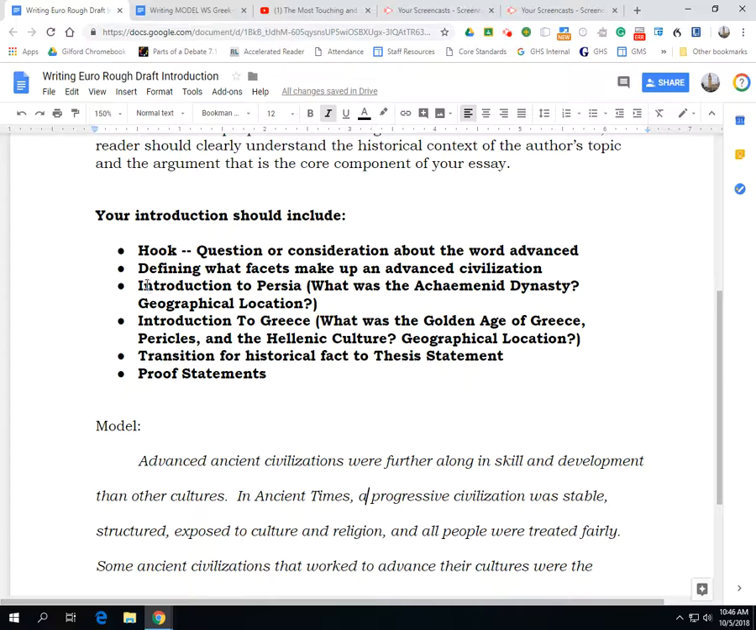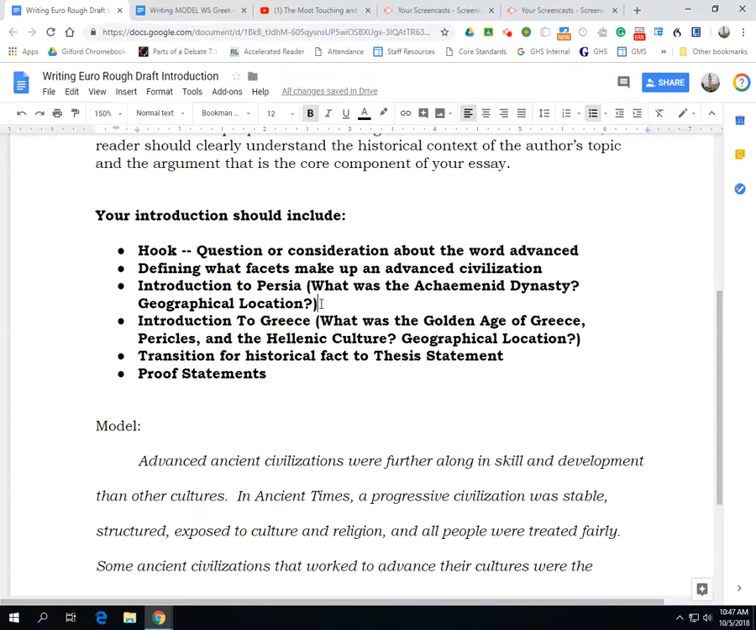Then the next thing you're going to do is you're going to do two things. These bullets kind of correspond to each other, but you actually have to introduce to the reader the groups that you're going to be talking about. And in this case, it's the Achaemenid dynasty versus the golden age of Greece that was founded under Pericles' rule when Athens was at its height during what's known as the Hellenic era.